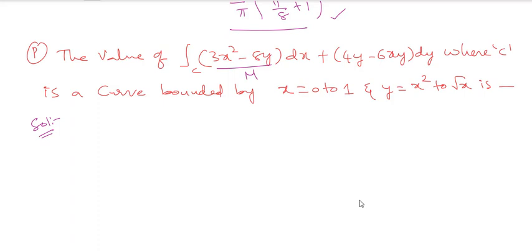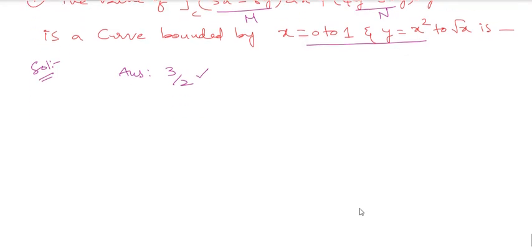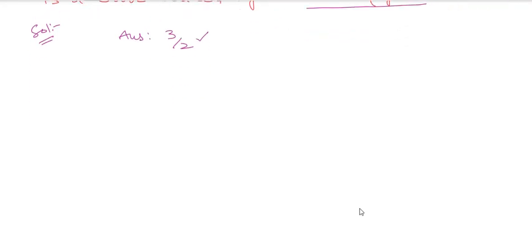This is the question, same as your earlier model. They have given m, they have given n, and the limits also. Just apply Green's theorem. Try to do that. If you are not getting it, I will give the solution. You will have the answer as 3 by 2. This is how you have to solve questions based on Green's theorem. Maximum questions they will ask in such a way.